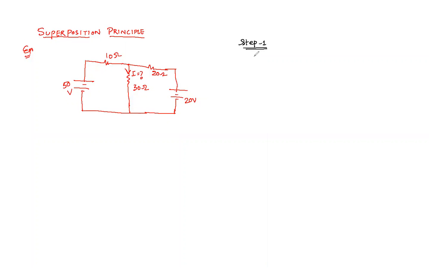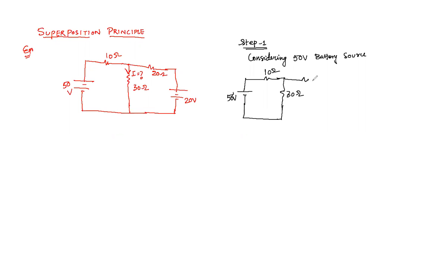So I'm considering the 50 volt. Step 1 is considering the 50 volt battery source. If I consider the 50 volt battery source, then the 20 volt will become a short circuit, which means it will become a straight conducting wire. So I'm writing here 50 volt and this is 10 ohm. This one is 30 ohm and this is 20 ohm.